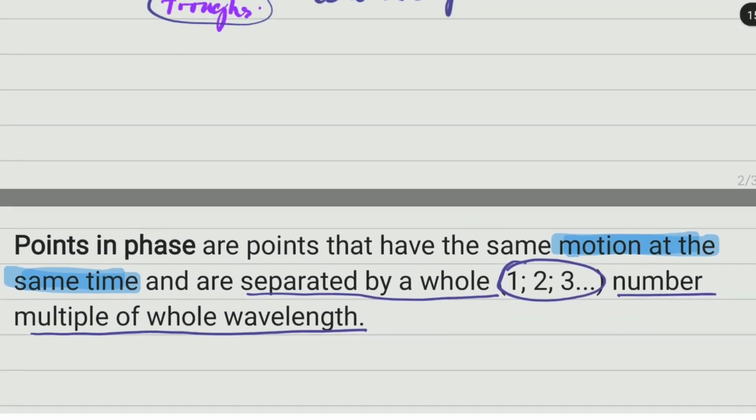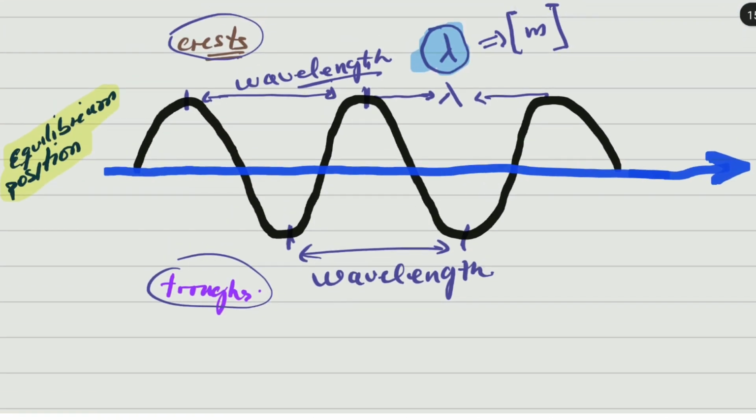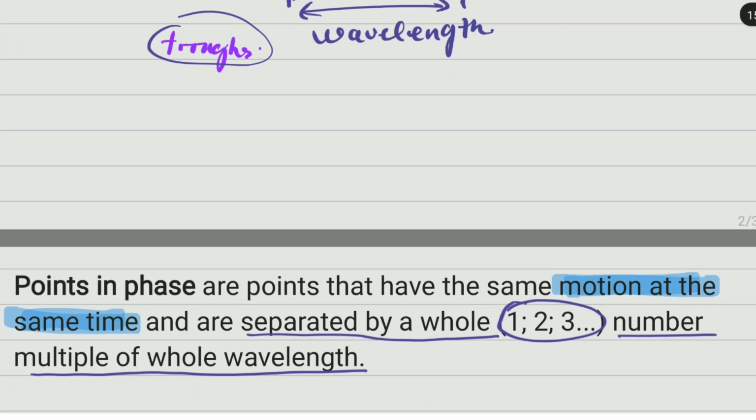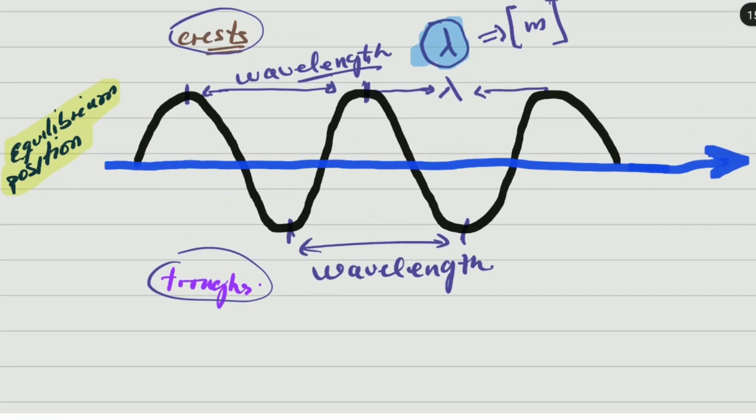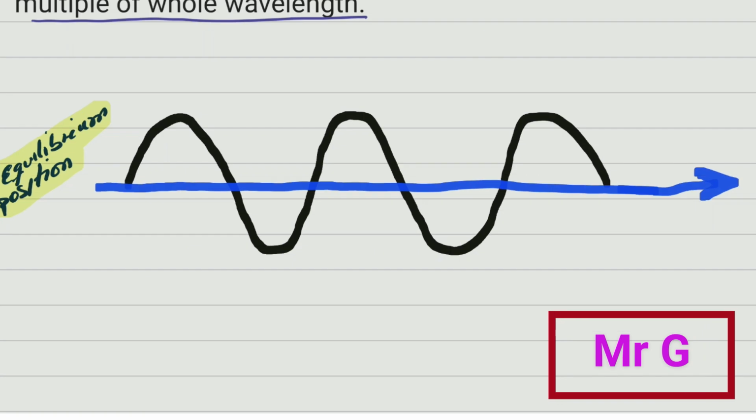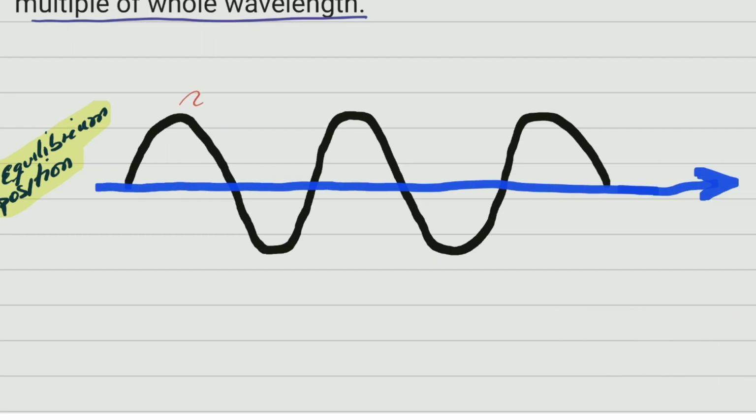So it's not necessarily going to be two crests or two troughs, but any two points separated by a whole number of wavelengths. Let's see how it looks. For example, in this wave, two points separated by one complete wavelength are this one here and this one. So this is one wavelength, and this is two wavelengths. These two points are in phase because they have the same motion at the same time and they are separated by one wavelength.